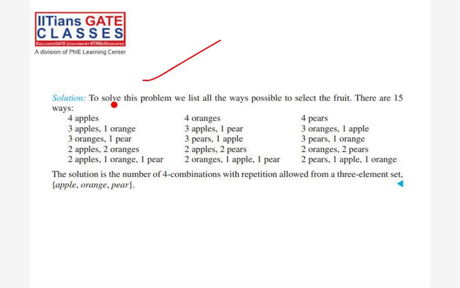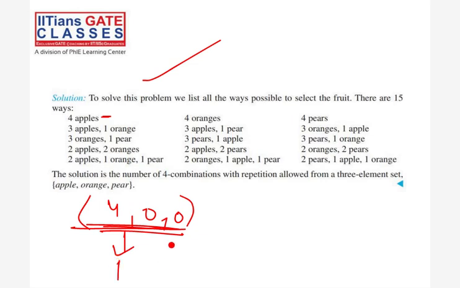To solve this problem, he has listed out all the ways possible. In the first way, he is selecting 4 apples, but the types are different. When I write it like this, 4 0 0, it means I am picking 4 apples, 0 oranges, 0 pears. So how many ways are there to do this task? There is only one way.